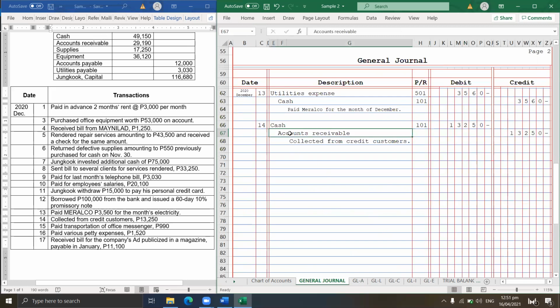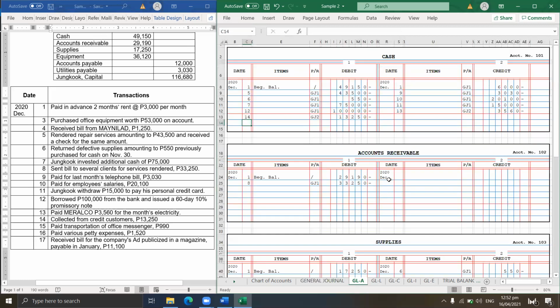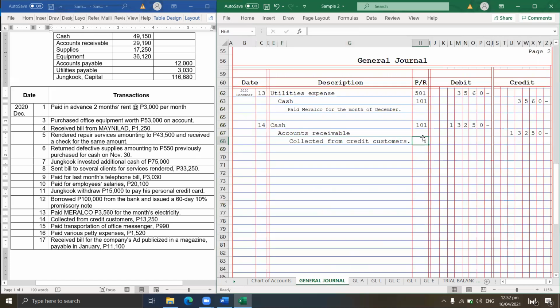Okay, and then last part would be accounts receivable. So to be posted in accounts receivable credit, 13,250. So ito, credit po on December 14, no? No items to be written, GJ2, then that's 13,250. Okay? So after posting, balik po tayo sa general journal, lagay po natin yung account number 102. Okay? So we are done with our December 14 transaction. Okay? So we are now ready to analyze our next transaction.